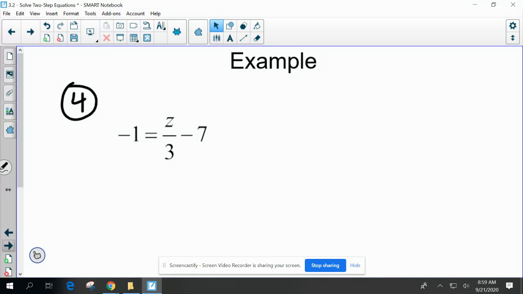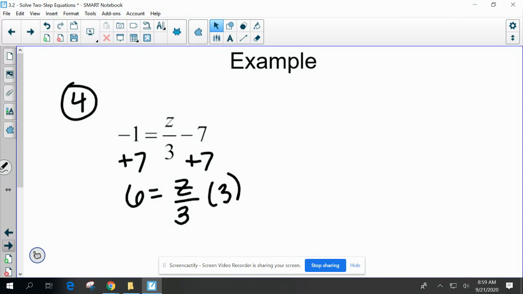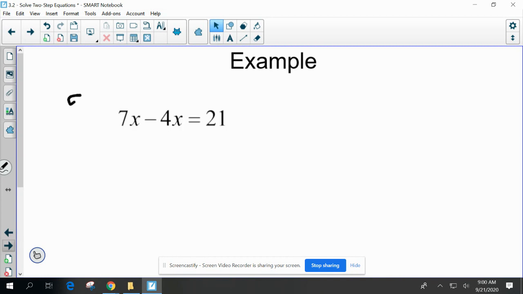So I'm going to keep the variable there and isolate it. What would I do first? Add 7 to both sides. So negative 1 plus 7, you would get 6 equals z over 3. And then I need to get rid of the 3. How do you do that? Multiply both sides by 3. And then I have 18 equals z. Okay, number 5.